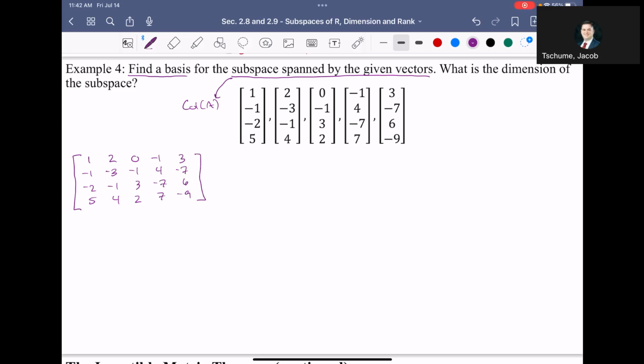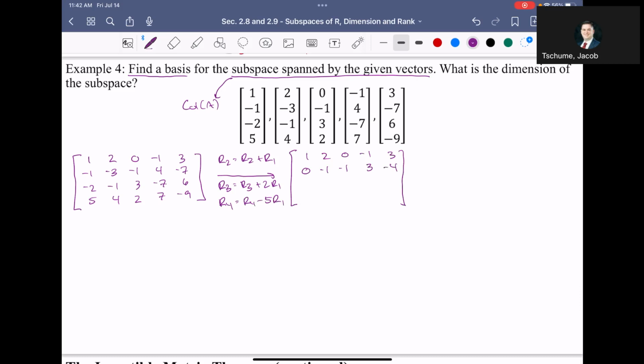So to put this in echelon form, let's see. We already have the 1. I've got a little bit of work here to do. We're going to take R2 and add R1. We're going to take row 3 and add 2 row 1s. And we're going to take row 4 and subtract 5 row 1s. So if I throw row 1 up here real quick, let's do a little bit of math. Row 2 plus row 1 would be 0, -1, -1, 3, -4.